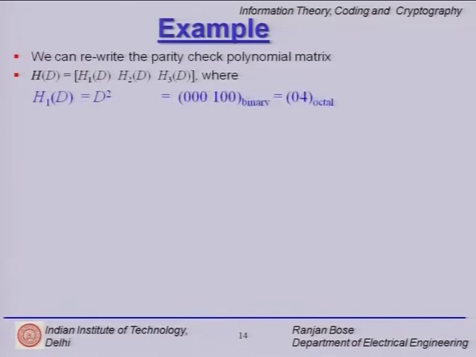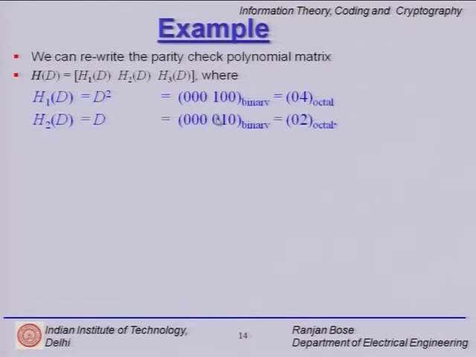Now you have this H(D) matrix in terms of H1(D), H2(D) and H3(D), and you can write it in terms of binary or octal as follows. So, H1(D) is D squared. This stands for the coefficient of D raised to the power 0, which is missing, so it is 0. This is the coefficient for D raised to the power 1, which is missing, so it is 0, and this is the coefficient for D raised to the power 2, which is present, so it is 1. That is the binary representation, and this is the octal representation.